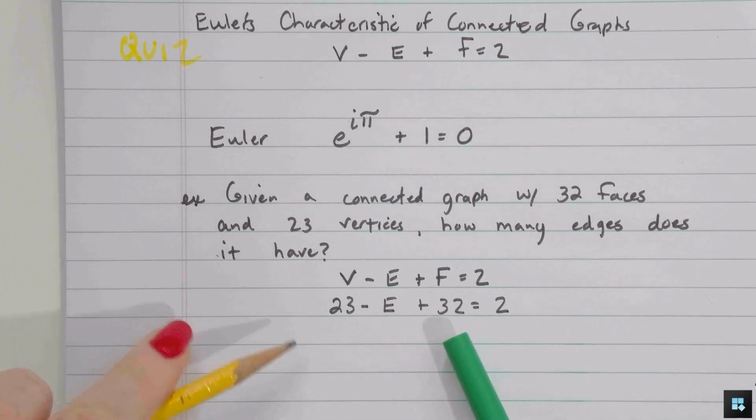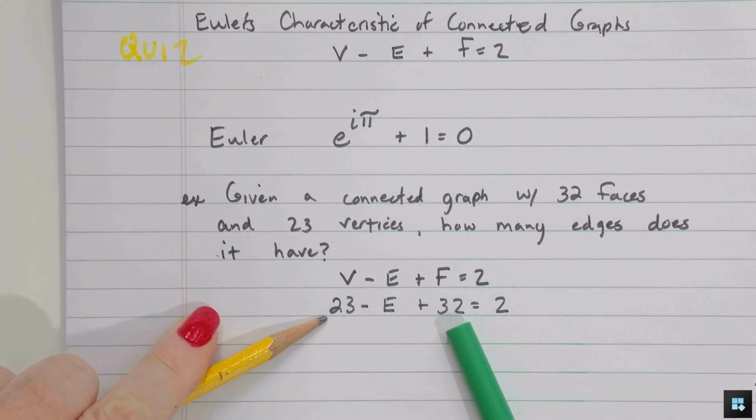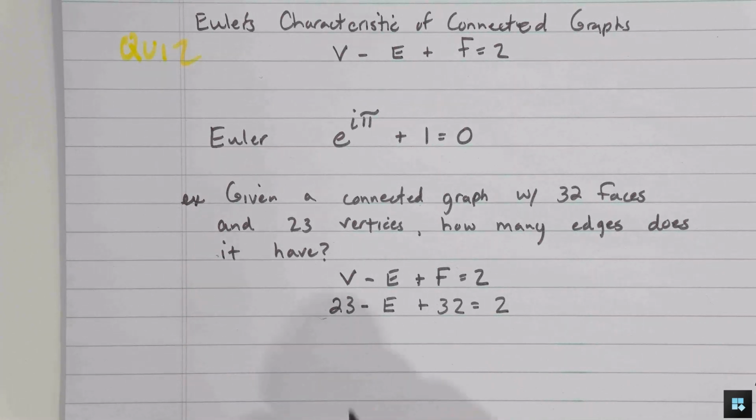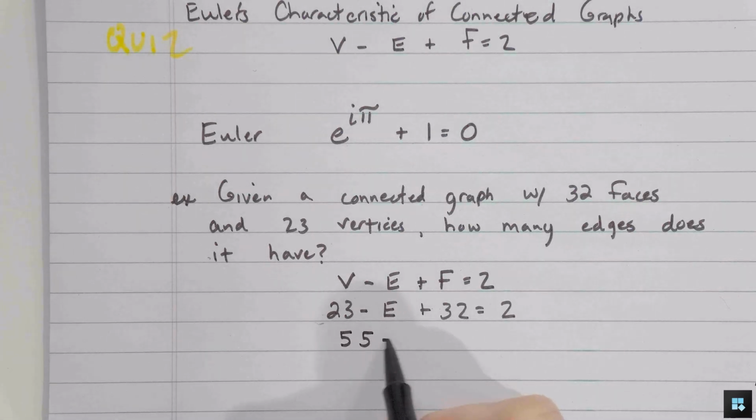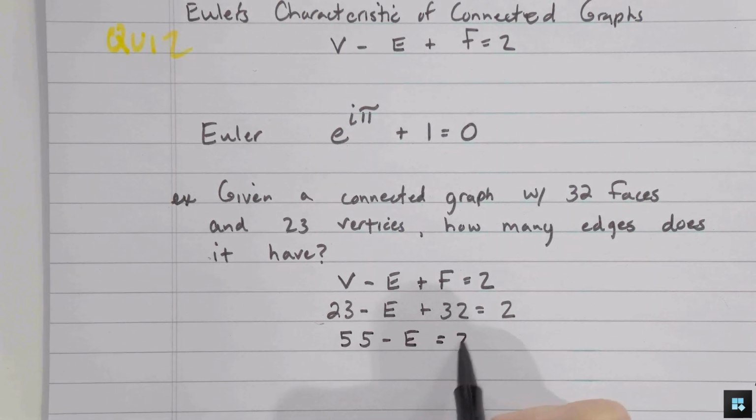Now as you're using V minus E plus F is 2, you can go ahead and add the 23 and the 32 together. They're both positive, so you can add them up. So that would be 55. So you can add up the vertices and the faces together because they're both positive, and then you'll be having to subtract edges.